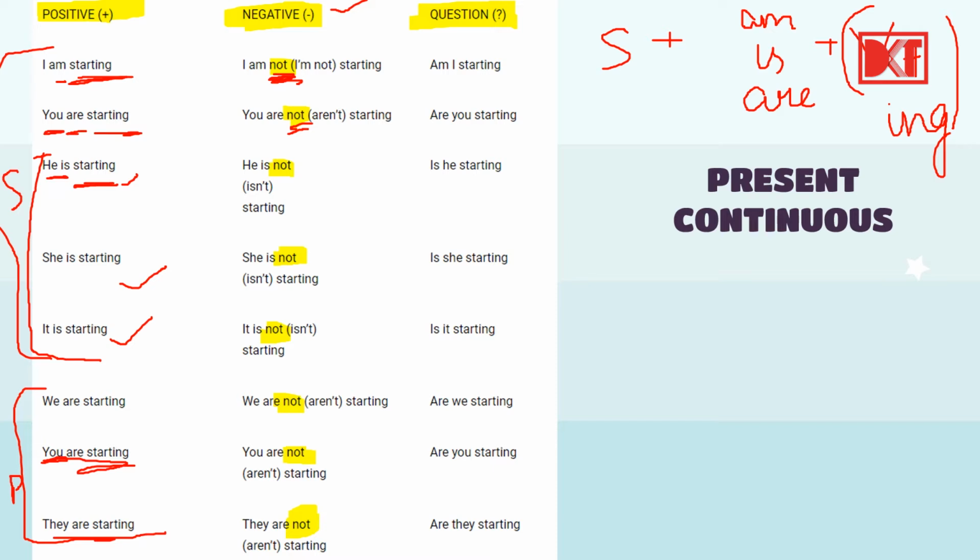Alright, then for questions, we begin with the verb. We start with the verb and go on like, am I starting? Are you starting? Is he starting? Is she starting? Is it starting? Are we starting? Are you starting? Are they starting? Alright, now this is all for the present continuous formation.